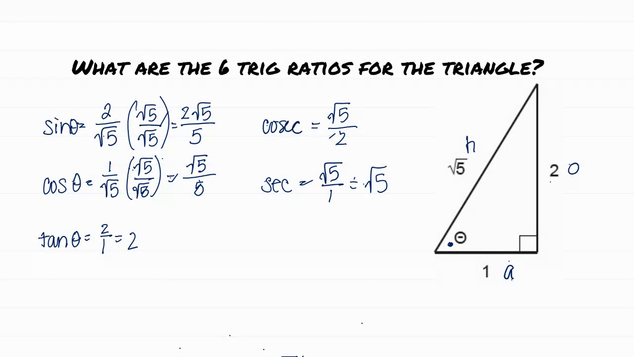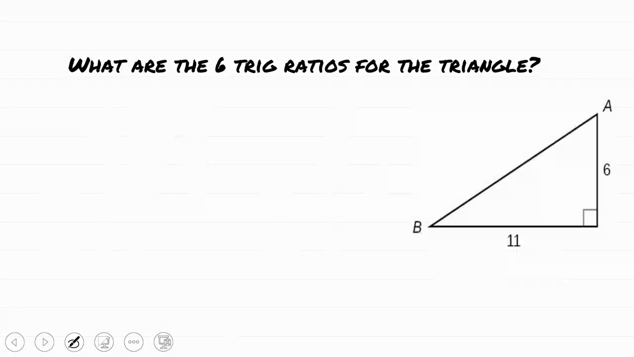So again, we are using the 3 sides of our triangle to find the different trig functions. The last one is cotangent, which is adjacent over opposite, or 1 over 2, which is 1/2. Notice how each one is the inverse of the other. Cotangent is the inverse of tangent. Secant is the inverse of cosine, and cosecant is the inverse of sine. They're just flipped. Let's try one more.